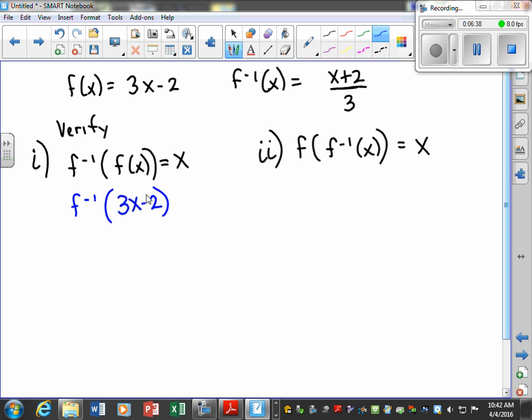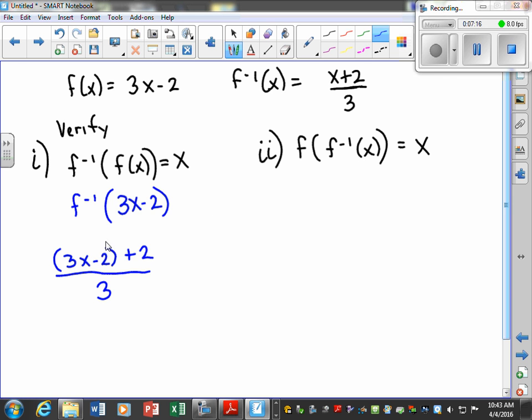Okay, now we want to plug this into our f inverse function, which is here. So everywhere there's an x, we want to plug in 3x minus 2. Basically, go to your f inverse function and put a parenthesis everywhere there's an x. Right? So go to your f inverse function, that's here. Everywhere there's an x, put a parenthesis, and now let's substitute this 3x minus 2. Okay, so that's how we will evaluate that.